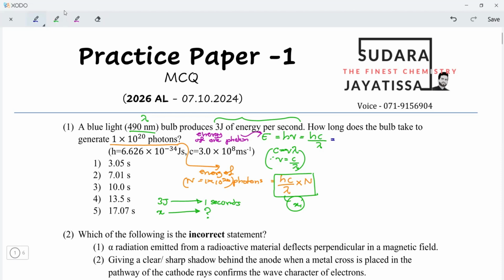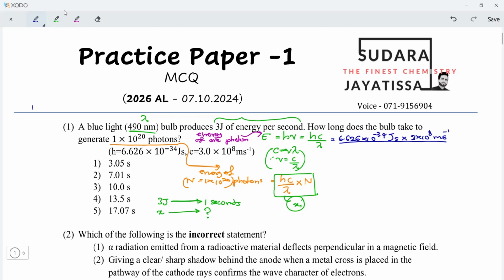The h value is 6.626 into 10 to the power minus 34 joule seconds. Then the speed of light is 3 into 10 to the power 8 m s to the power minus 1. Remember to substitute SI units here, otherwise units will not cancel. If you substitute 490 nanometers, it's not going to work, because nanometers will not cancel with any of these units. So you need to convert 490 nanometers into meters first.